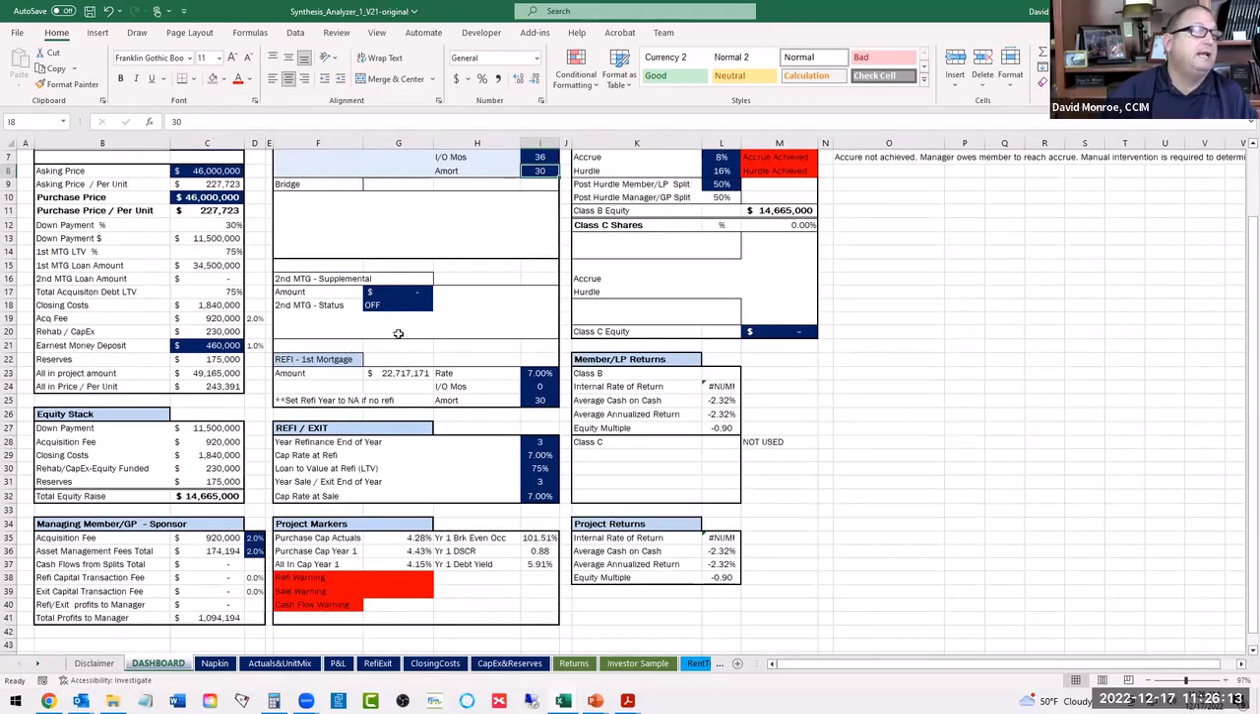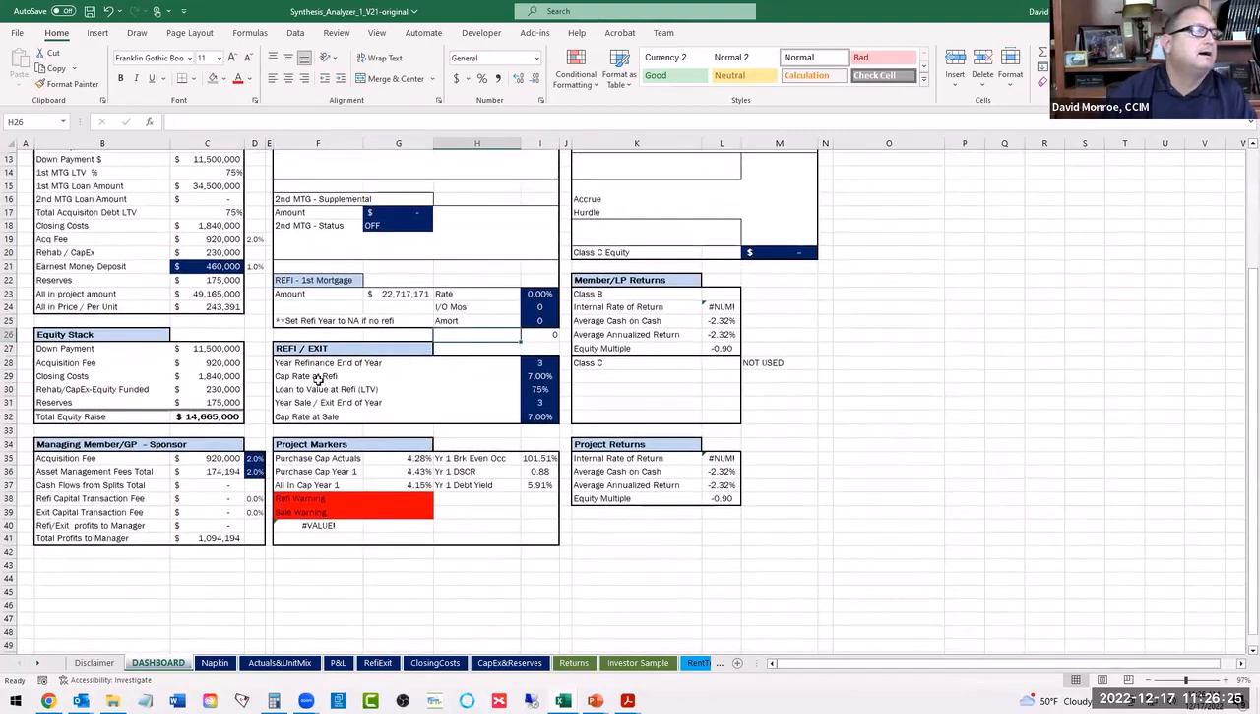Refi, we don't need to refi, so we don't really need to worry about this. We're not going to put that in there because we don't need to refinance. And then refi or exit. So we're not refinancing. Yep, that took that away. Didn't have to even do all that.